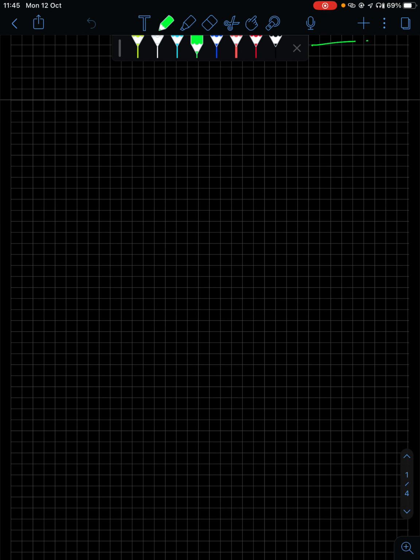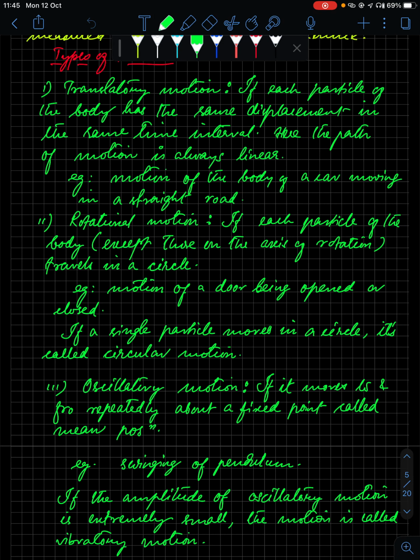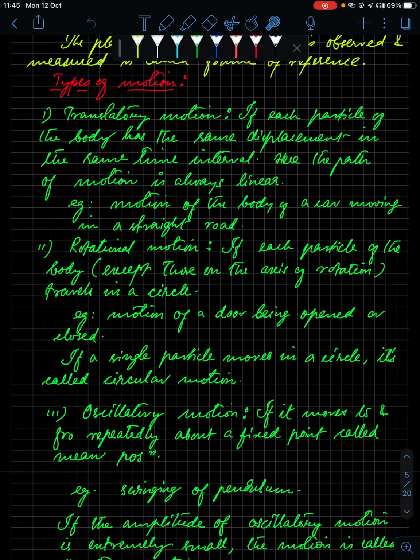Again, this is a little bit of background and a little bit of conceptual stuff which you need to understand basically. So you see, I'm not rewriting these things again. You can just follow from here. So when we say types of motion, okay, we have three types of motion. First is translatory motion, second is rotational motion, and the third is oscillatory motion.